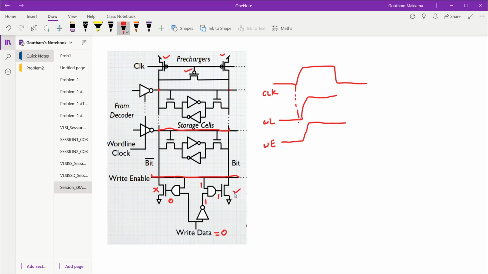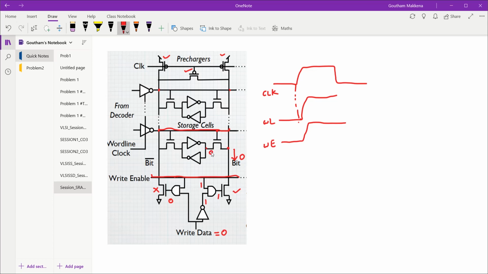We know that NMOS passes a very strong 0, because this NMOS is grounded over here. What it does is it pulls this particular voltage, which has been pre-charged to VDD, down to 0. Because NMOS passes a strong 0, and when this potential is 0, this is again another pass transistor, and this word line is also high, and if this is 0, this potential is also 0.